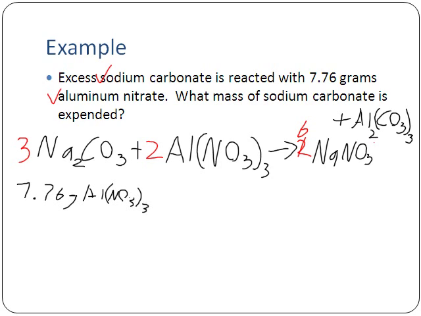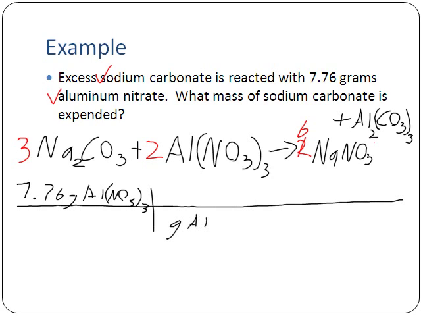Okay. Now we're going to set up our table across here. And so we want to convert from grams of aluminum nitrate, and I'm just going to abbreviate here so I don't run out of room, and we want to go to moles of aluminum nitrate. Okay? Now, to do this, as we said before, we are going to need to use the molecular mass.